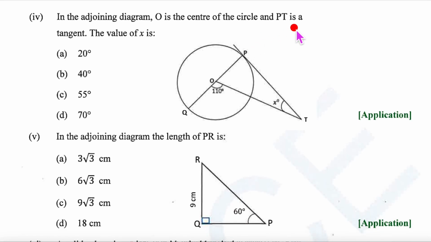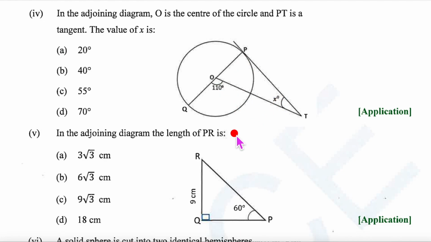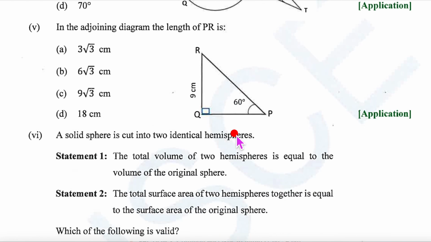Now we come to here. PT is the tangent, value of x. If this is 110, this is 90 degrees. So this plus this is equal to 110. You can find x as 20. That was easy. Let's look at the fifth one.